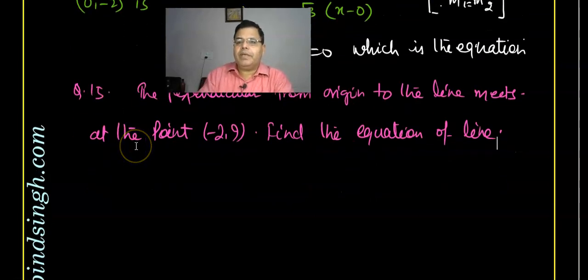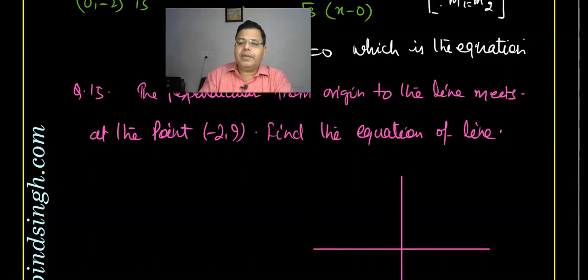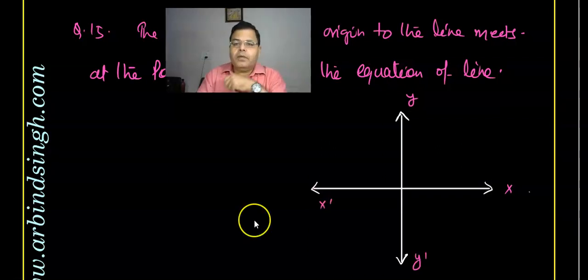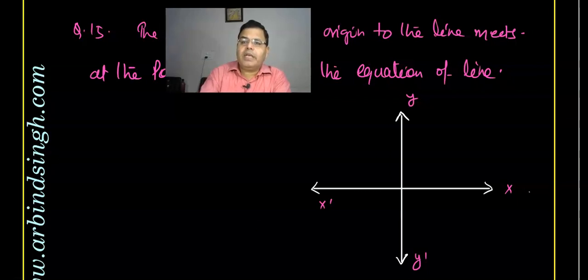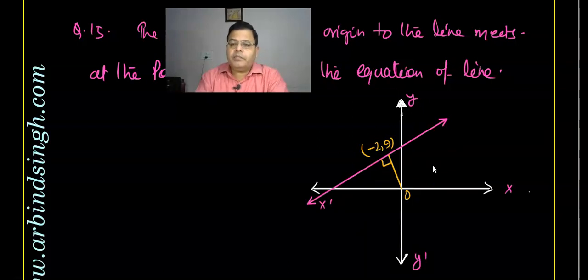Of course, you can do it without imagining a diagram, but it will be better to imagine the diagram. So here is the x-axis, this is the y-axis. The line must pass through this region, and then only the foot of the perpendicular from the origin to the line will be minus 2 comma 9. This point is 0, 0, the origin, and this point, say M, has coordinates minus 2 comma 9. You have to find the equation of this line.